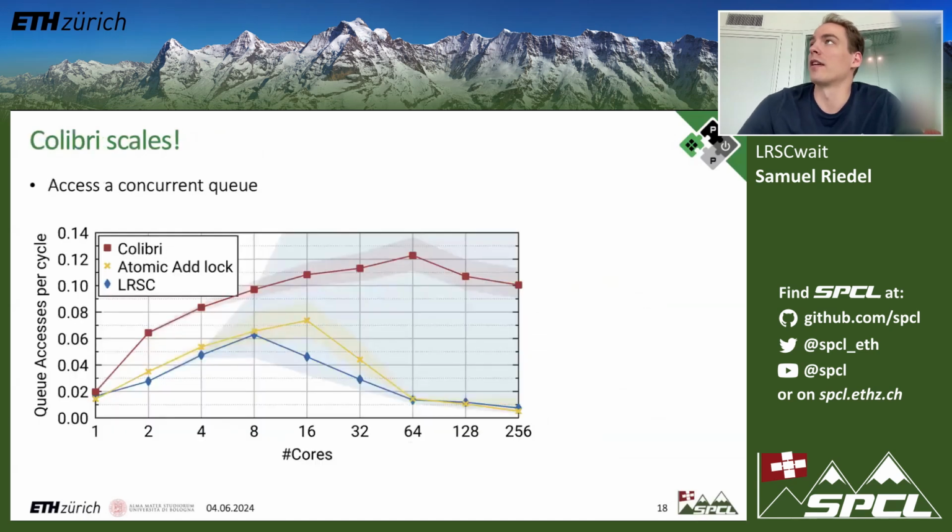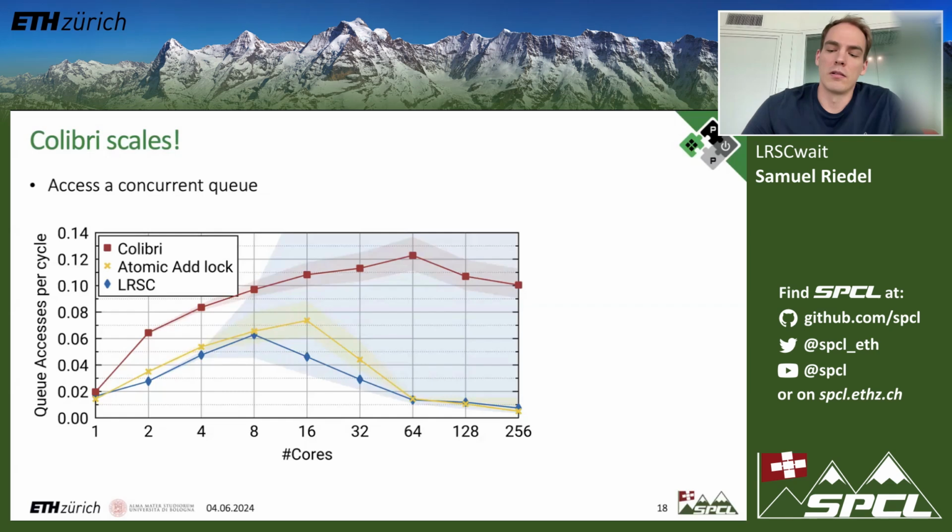So if we then use something like a concurrent queue, where we have all of our cores access a concurrent queue, enqueue and dequeue some stuff. The difference to the atomic add, so just a locking queue, is in yellow. And we also have the standard deviation of the cores to see the difference between individual cores.